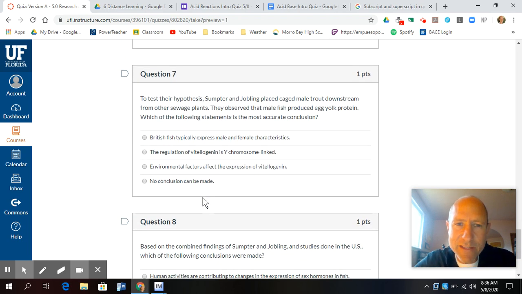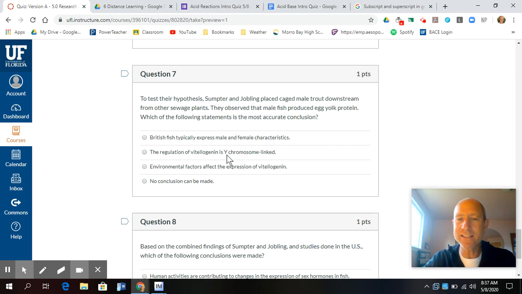To test their hypothesis, Sumpter and Jobling placed caged male trout downstream from sewage plants. They observed that male fish produced egg yolk protein. Which of the following statements is the most accurate conclusion? British fish typically express male and female characteristics. That's a gross generalization there. The regulation of vitellogenin is Y chromosome linked. Is Y chromosome linked? That's the opposite of a gross generalization. That's a really fine point.